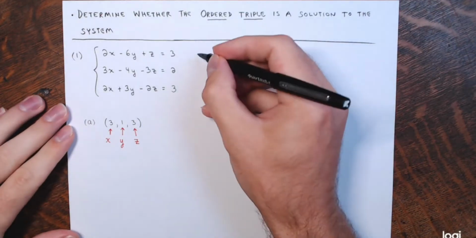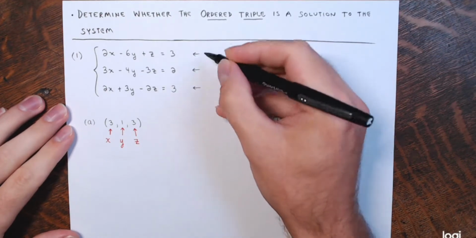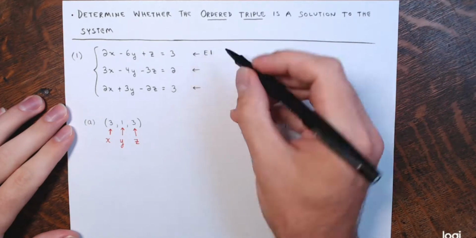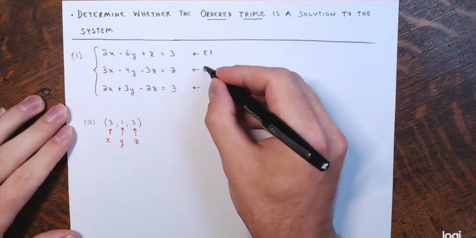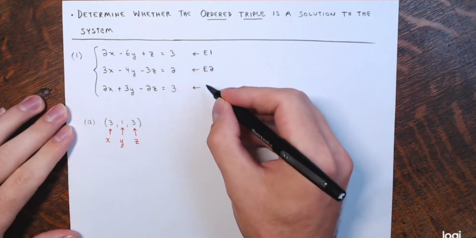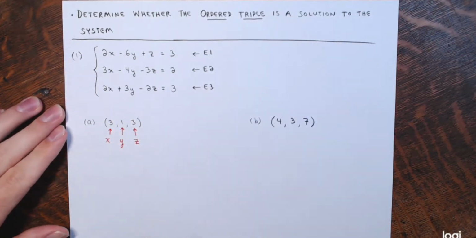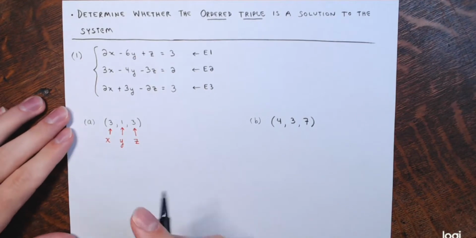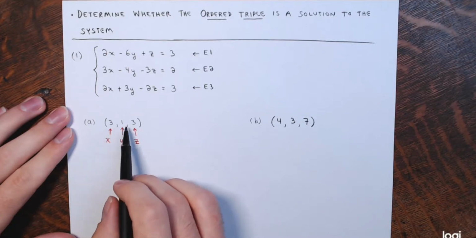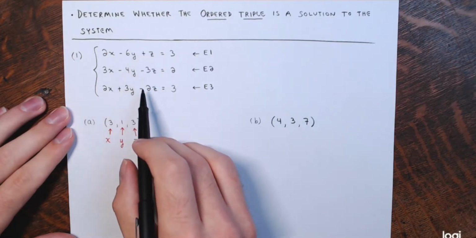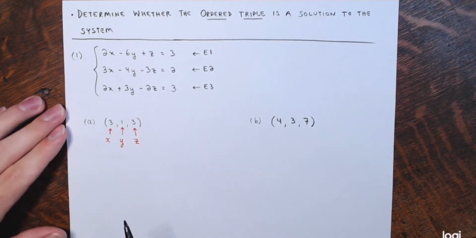Just because there are so many equations here, I'm going to label them. I'll say E1 for equation 1, the top equation, E2 for equation 2, and E3 for equation 3, just to give us some labelings. Part A: is the ordered triple 3, 1, 3 a solution of the system? Again, does it make all the equations true?